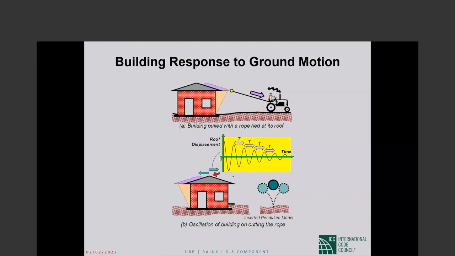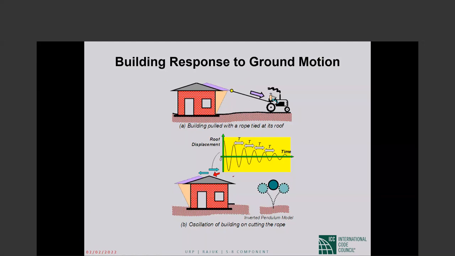So if the pull is strong enough, the building would move. And then, once the building starts moving, if you cut the rope, the building will go back and forth a few times, each time with a shorter amplitude. If the first time it goes 2 inches to the left, the next time it will probably go only 1.5 inches to the left. Okay?